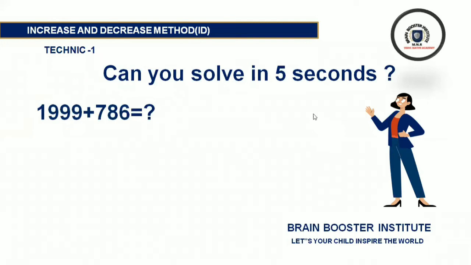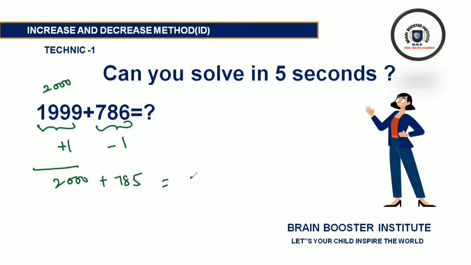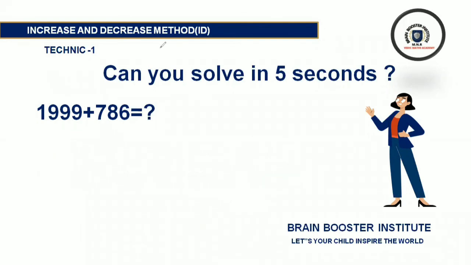So now I increase to a 4-digit number. 1999 plus 786. Easily, I think you can guess the answer now. The easier number is 2000 for the 1999. So the difference is plus 1. Here we need to do minus 1. Now by adding, we get 2000 plus 785. Then the answer would be 2785. That's it. It's very simple. And the next question.